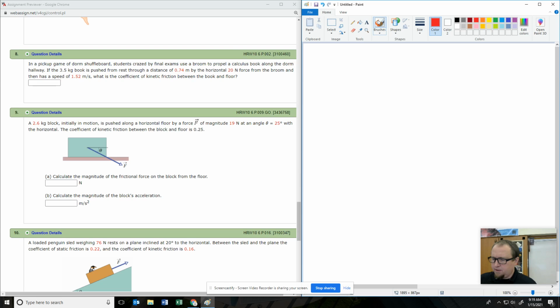Okay. This block's going to be going sideways. Well, how much force is going forward? 17.2. How much force is going backwards? 8.37. That's it. It's all for acceleration. There you go. All right. Let's get this out of here.